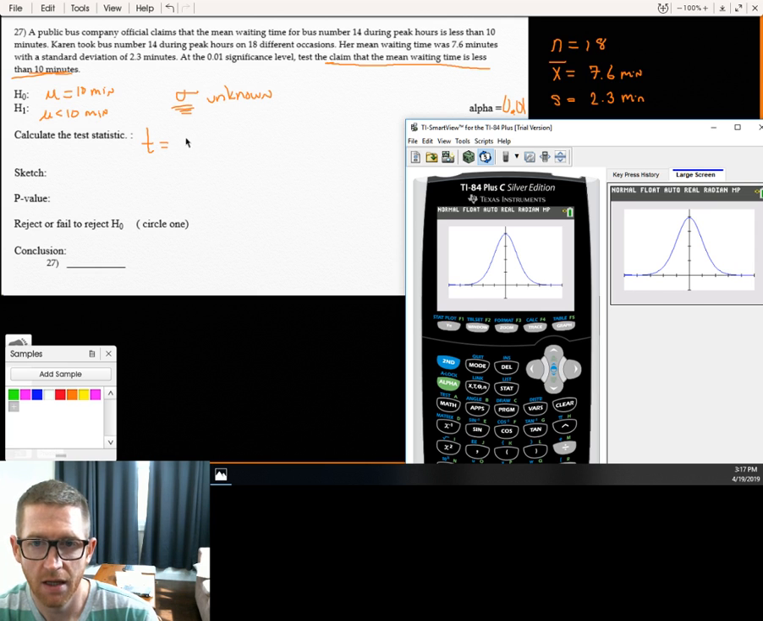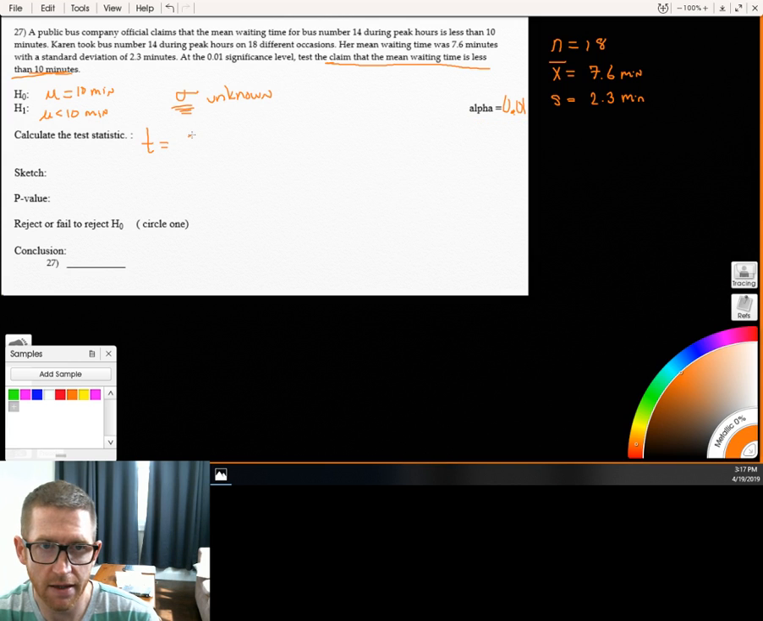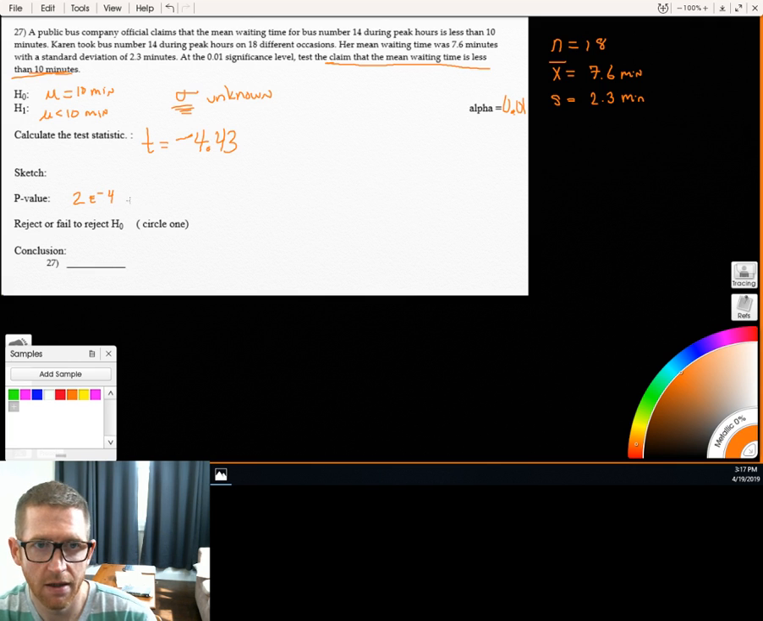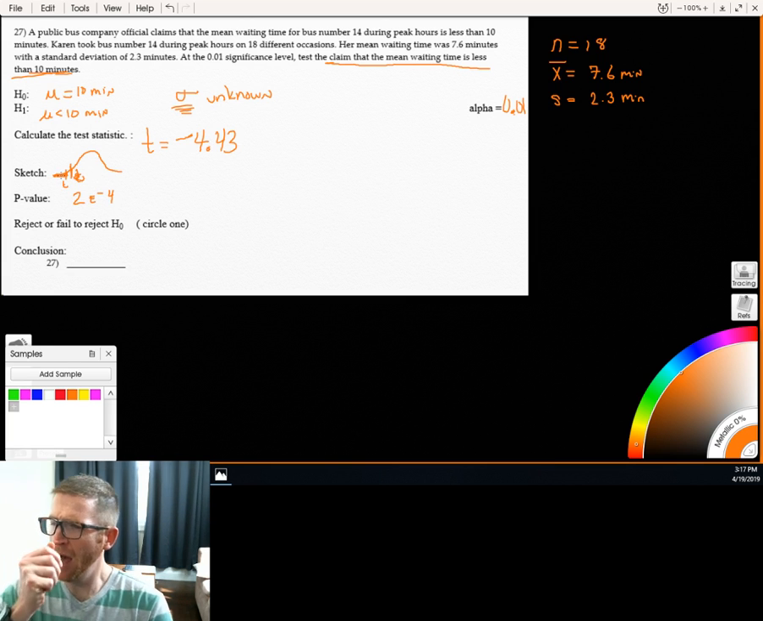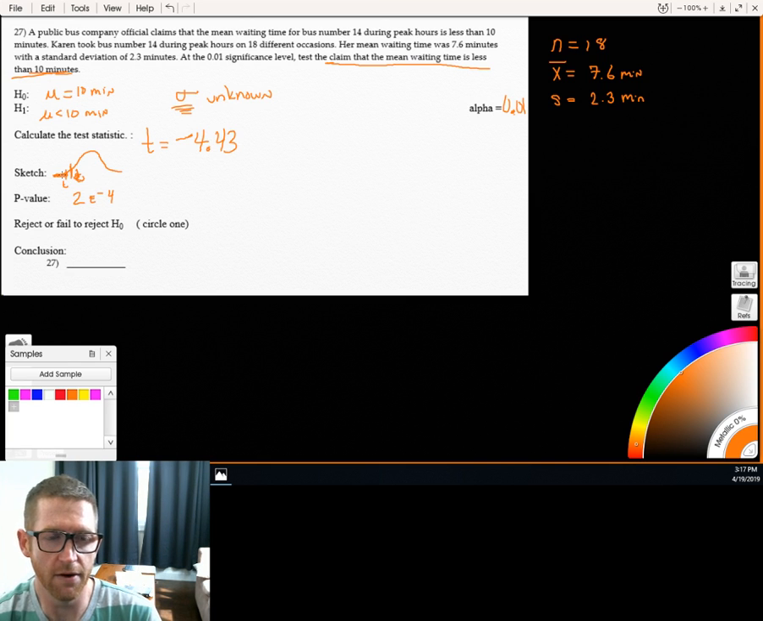And we get outputs of negative 4.43 for our test statistic, and a p-value of 2e to the negative 4. Now, I'm going to quickly sketch it so I don't have to keep going back. Basically, it's just a little bit over here, and our test statistic is here, and our t alpha is there. Our test statistic is to the left. It's in the critical area.